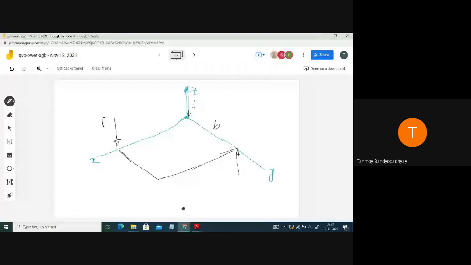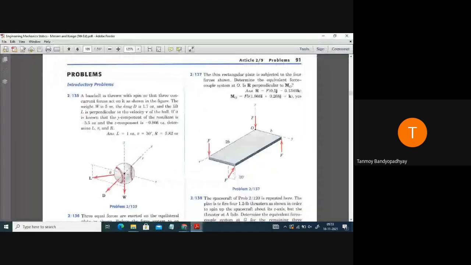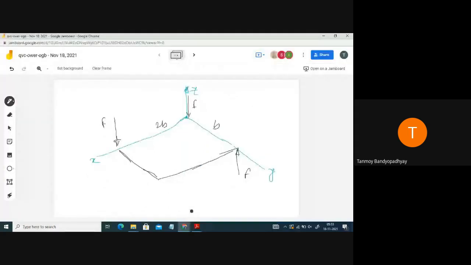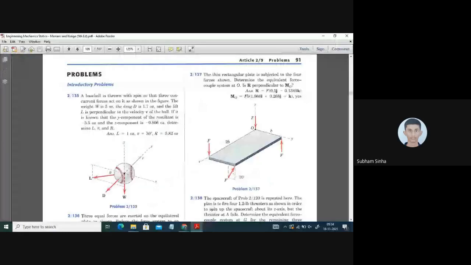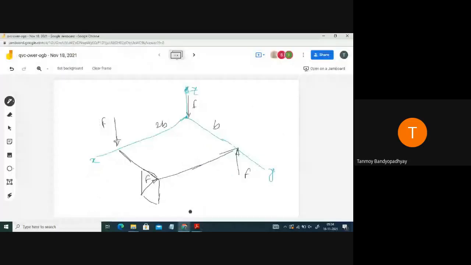And here there is an F force. So there is a force in this plane, along with this. If this angle is 30 degrees, right? Let me check. Yes, this is 30 degrees. So how do we do this problem? Very easy.